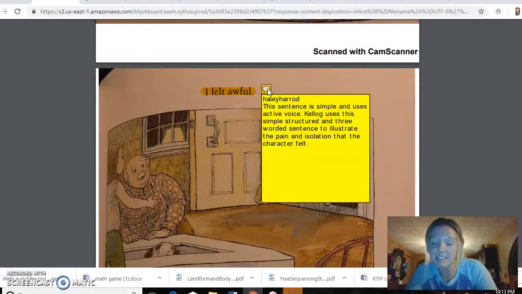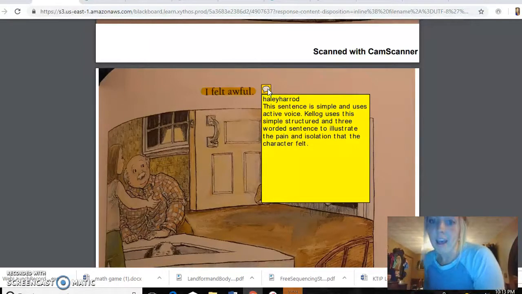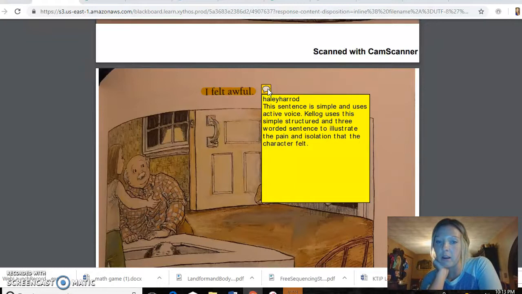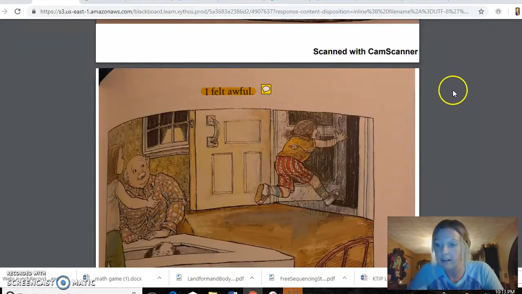So she says, this sentence is simple and uses active voice. Kellogg uses this simple structured and three-worded sentence to illustrate the pain and isolation that the character felt. I would have picked up on it being a simple sentence, but I wouldn't have really thought about how it made the pain and isolation of the character stand out. So that's something that was brought to my attention after looking through her annotations.